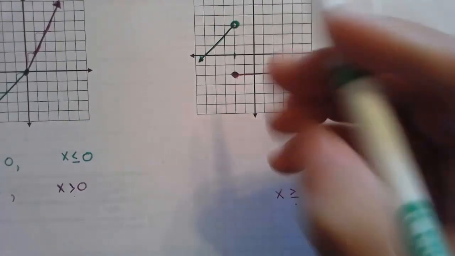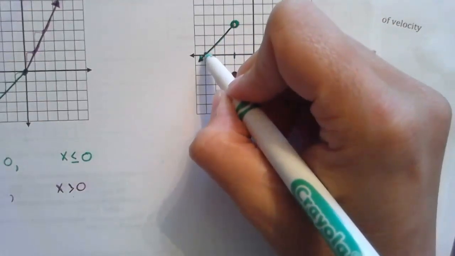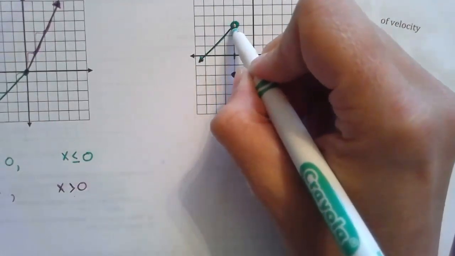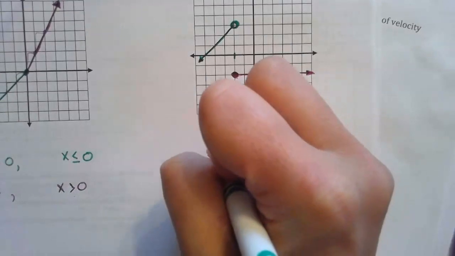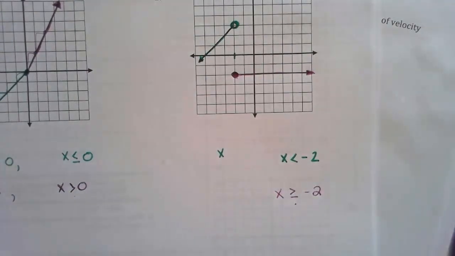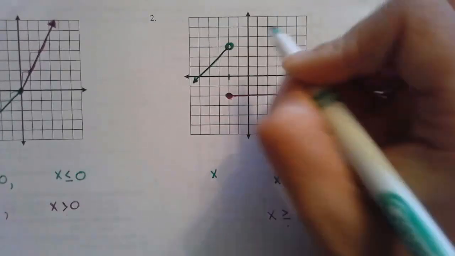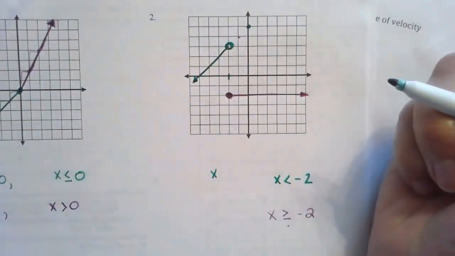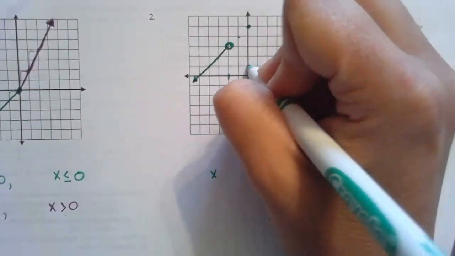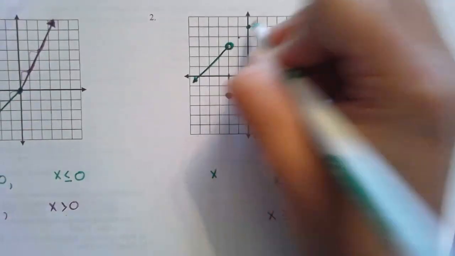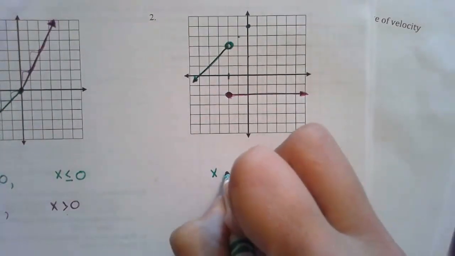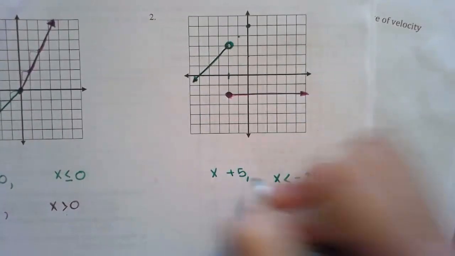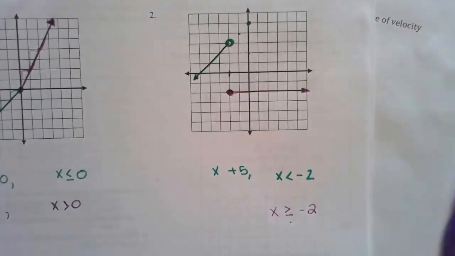Now we need to figure out the slope. So the green line's going up 1, right 1, up 1, right 1 again. So there's a slope of x. But this time, if I keep continuing that pattern, its y-intercept would be up here. So that's 1, 2, 3, 4, 5. So the equation of the green line would be x plus 5.